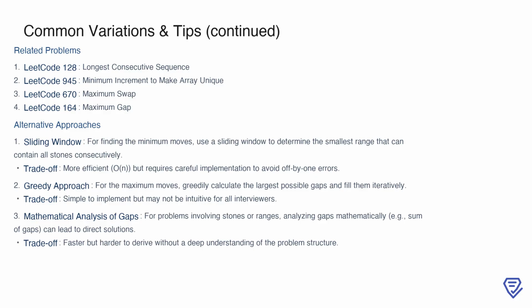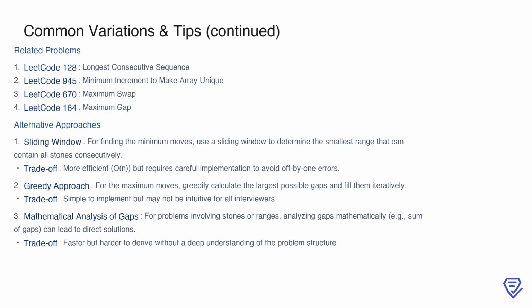Additionally, there are alternative approaches you can use to solve this type of problem. A sliding window technique, for example, is highly efficient for finding the minimum moves, as it allows you to determine the smallest range that can contain all stones consecutively in O(n) time. However, implementing it requires careful handling to avoid off-by-one errors.